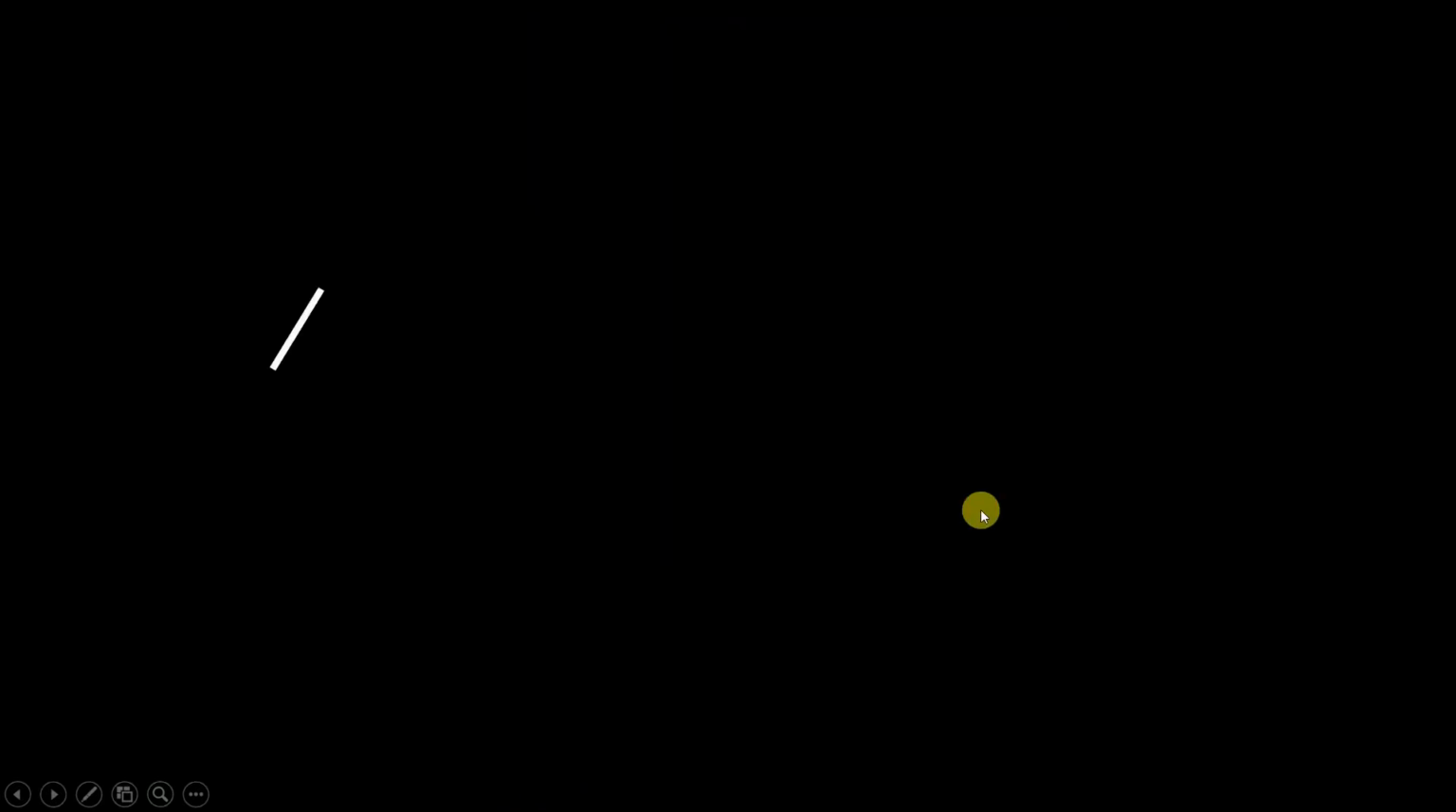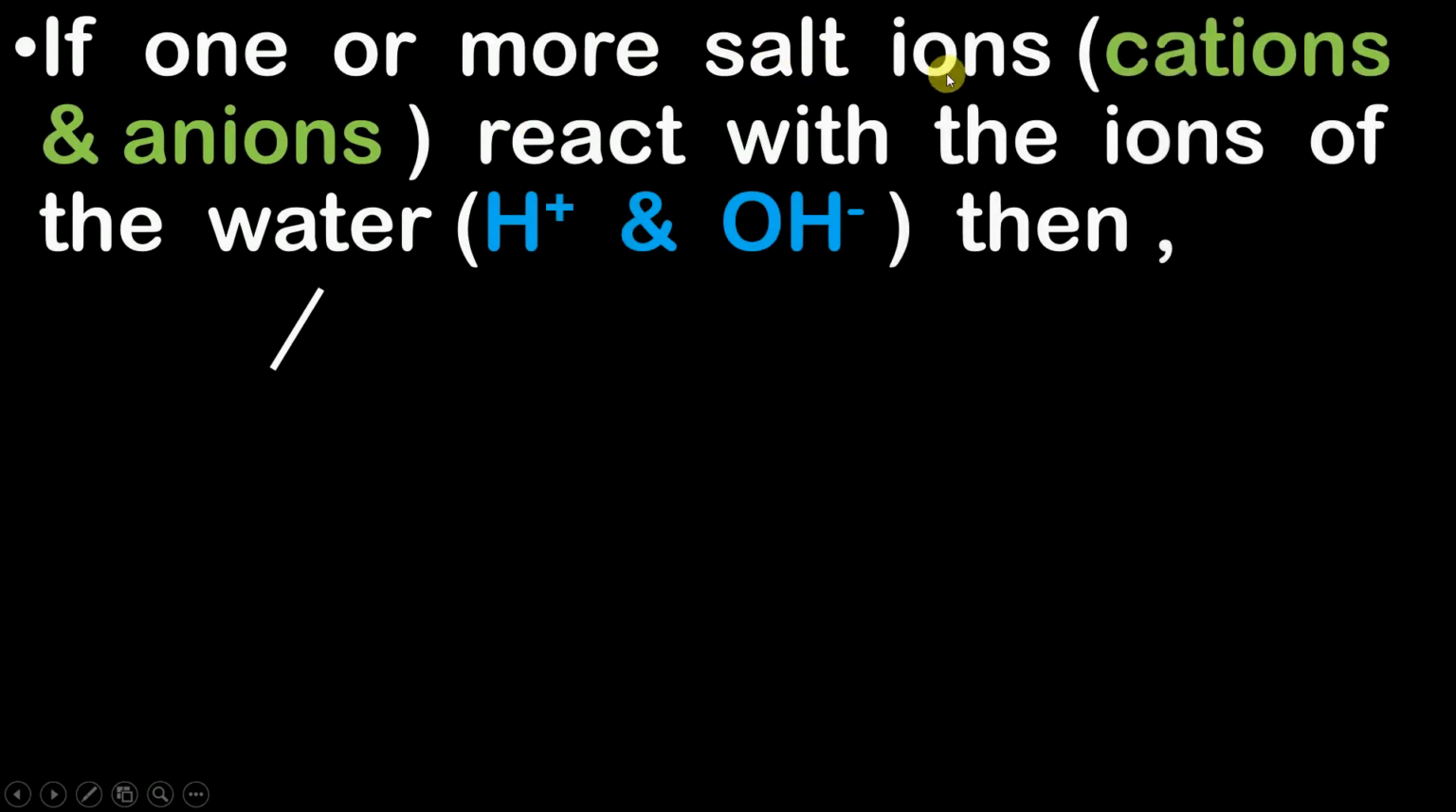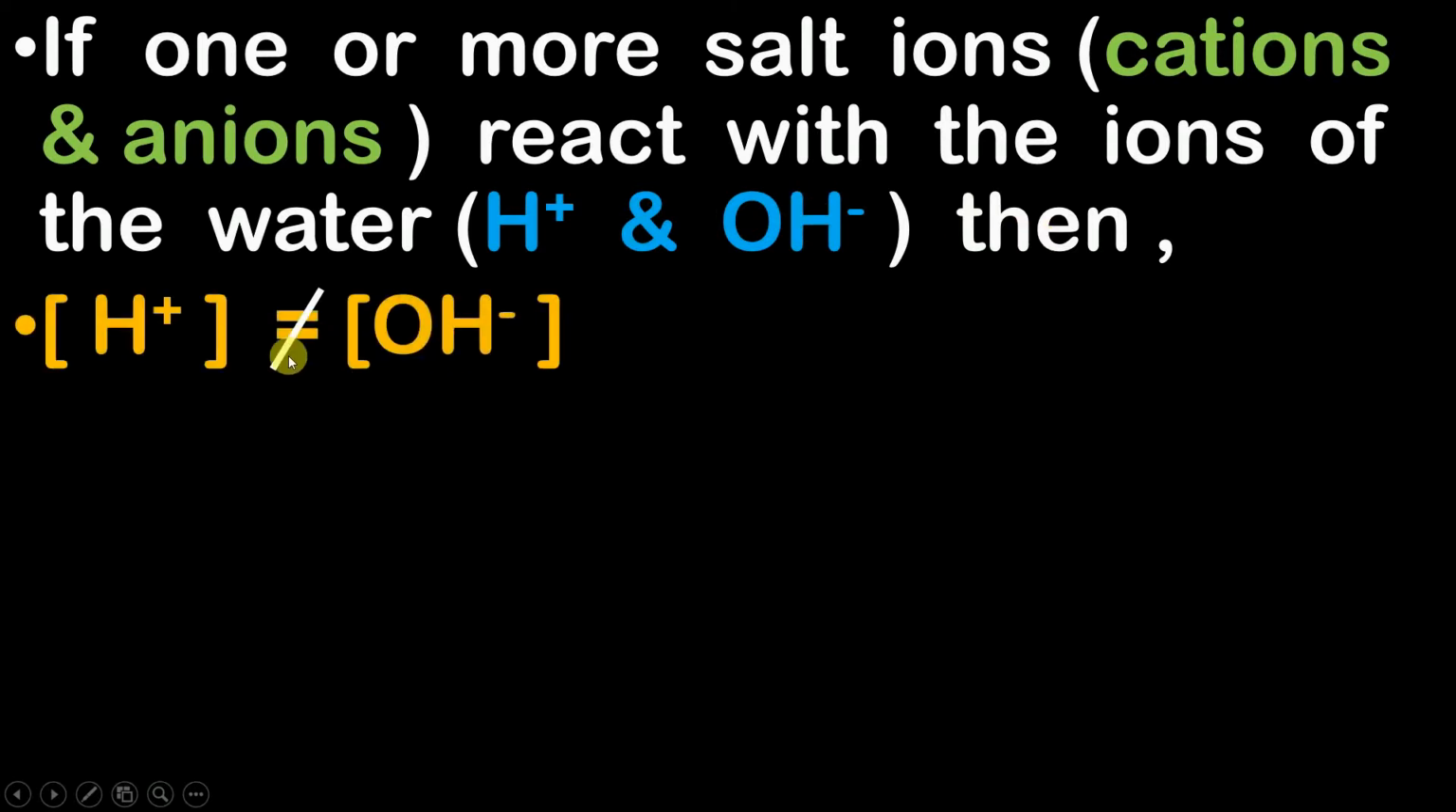But if one or more salt ions, that is cations and anions, react with the ions of water, that are nothing but H plus and OH minus ions, then the molar concentration of H plus ions will not be equal to the molar concentration of OH minus ions. Now what is the meaning of this? Suppose your salt ions, that are cations and anions, react with the ions of water, then the molar concentration of H plus ions will not be equal to the molar concentration of OH minus ions.